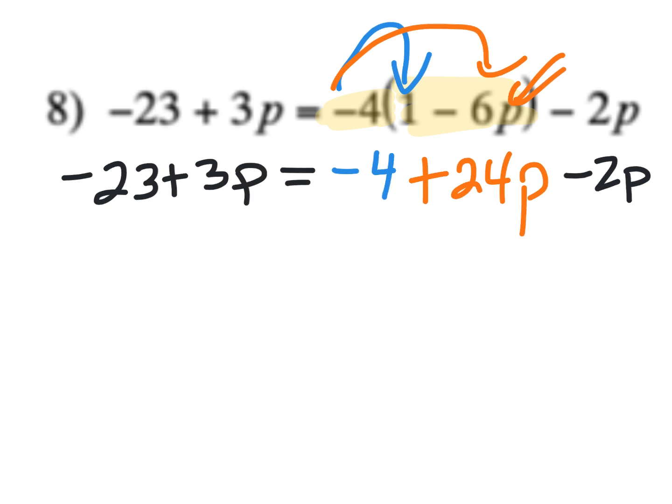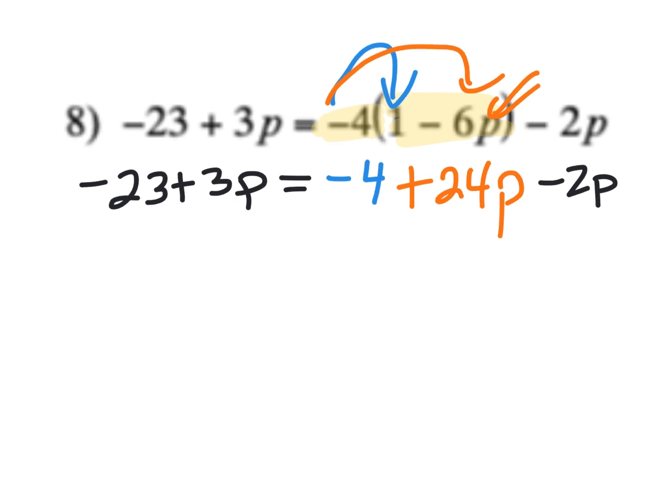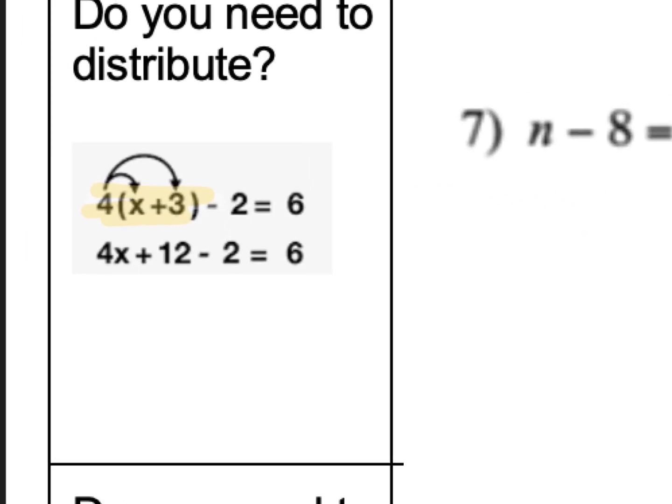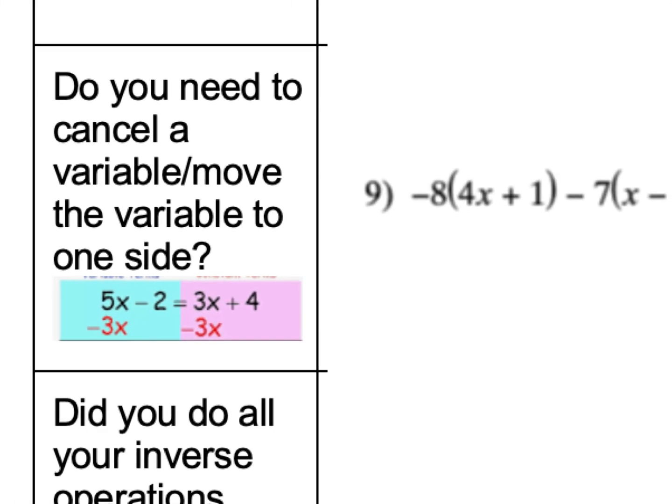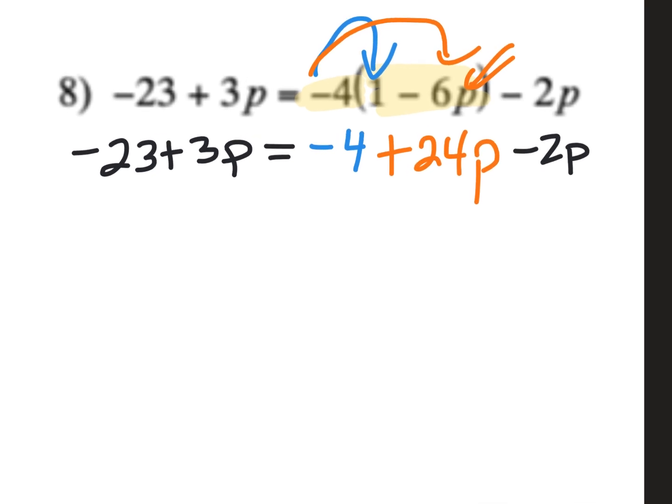So step 1, I needed to distribute. I did it. If you're not sure where to go from here, look back at that chart. We did our distribution. The next thing we need to see is, do you need to cancel a variable or move a variable to one side? Do you have variables on both sides of the equal sign? Because if you do, you've got to get rid of one of them. We sure do. Which one's bugging you the most?